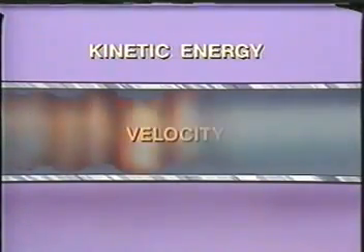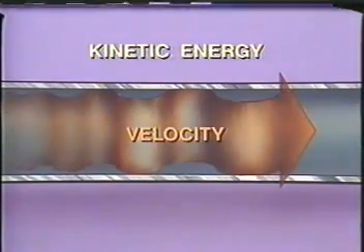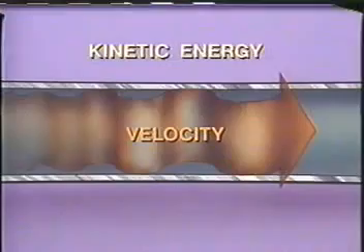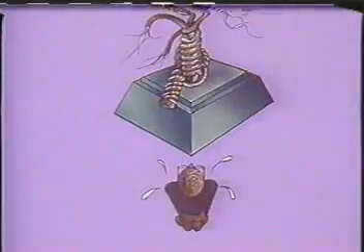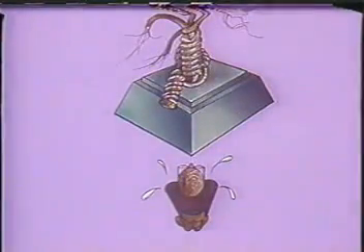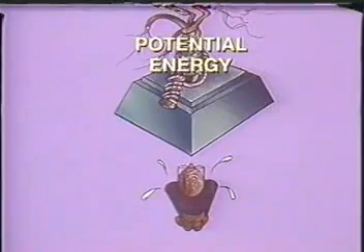The liquid's hydraulic energy exists in two forms, velocity and pressure. Velocity is a form of what we call kinetic energy. This is energy of motion and is measured in feet per second, or in the case of liquids, in gallons per minute. Pressure, on the other hand, is a form of potential energy. The potential energy of a substance is a result of its position.